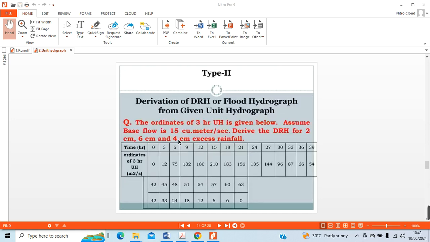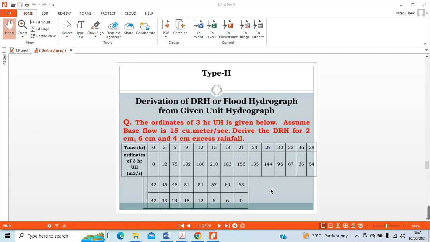Then another one, derivation of DRH of a flood hydrograph. From the given hydrograph, the ordinates of the 3-hour unit hydrograph are given below. Assume the base flow, how much they gave, 15 meter cube per second, and derive the DRH for 2 centimeter, 6 centimeter, and 4 centimeter excess rain. This one also is very simple, only multiplication, and this one is a division, right? They already gave this calculation: time, and the ordinates of the 3-hour UH.